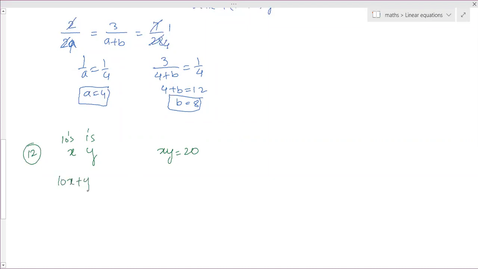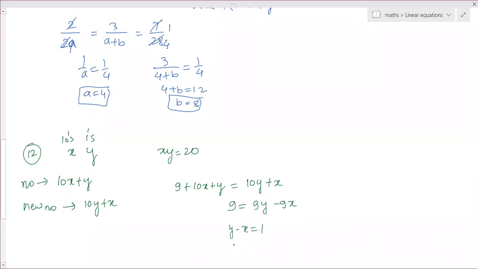The original number is 10x plus y. The new number, which is obtained after interchanging the digits, is 10y plus x. So when 9 is added to the number, 9 plus 10x plus y, then the digits get interchanged. So 9y minus 9x is equal to 9. So y minus x is equal to 1.